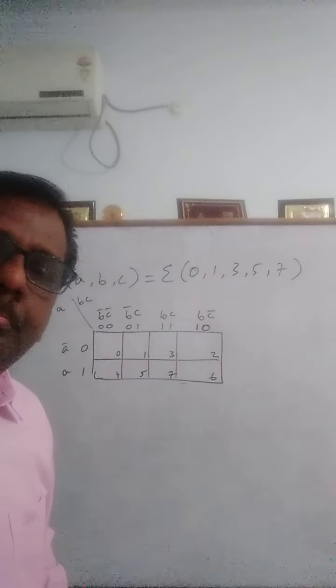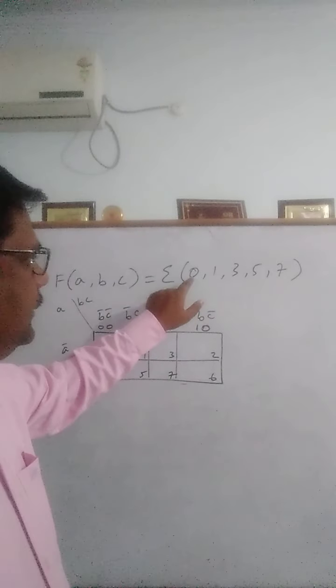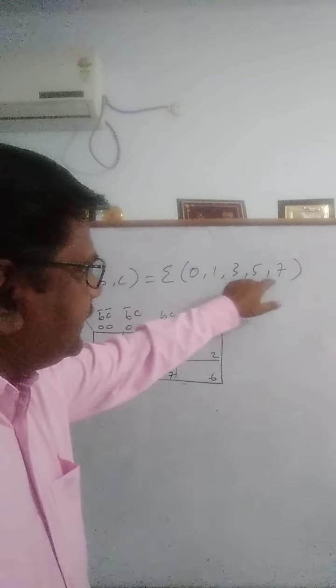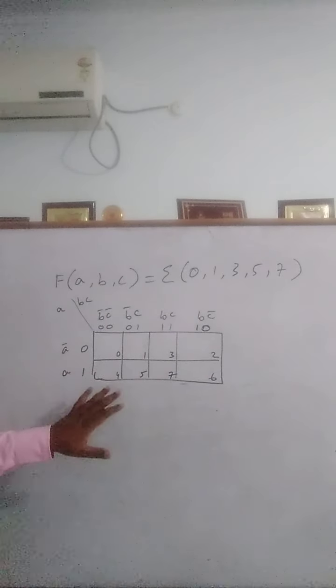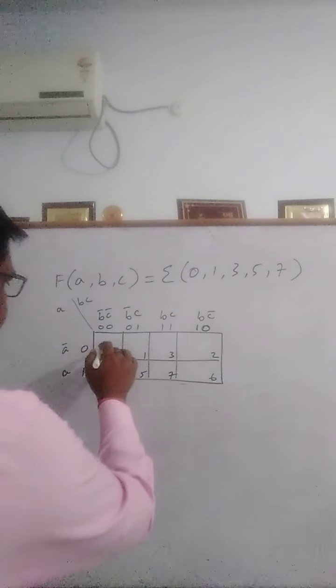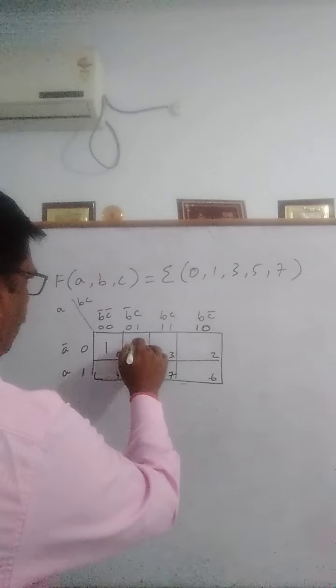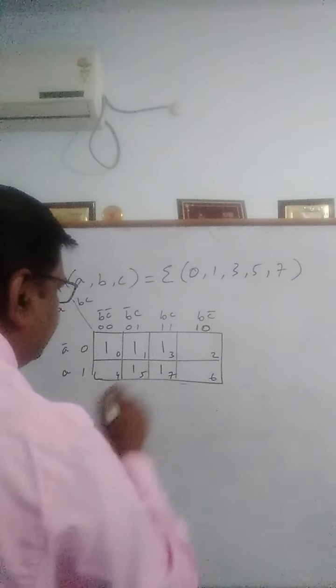In the next question, the values are 0, 1, 3, 5, 7. Again you have to reduce using the help of a K-map. Again the structure of the K-map is ready. On the values we have to plot 1. So we will be plotting 1 at 0, at 1, at 3, at 5 and at 7.